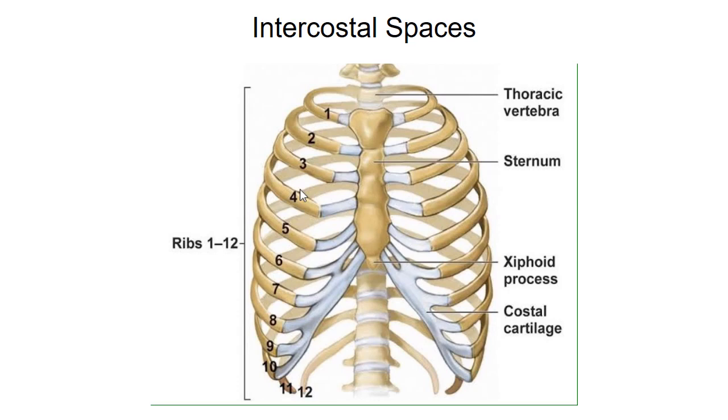Intercostal nerves are named on the basis of the space in which the nerve runs. For example, if a nerve runs through the 4th intercostal space, it will be termed the 4th intercostal nerve.